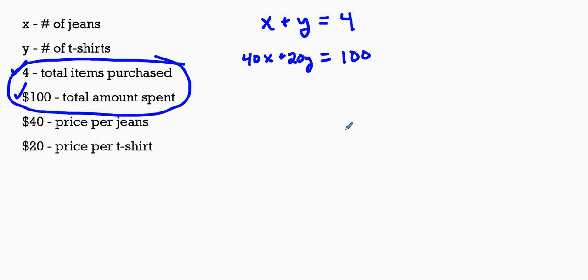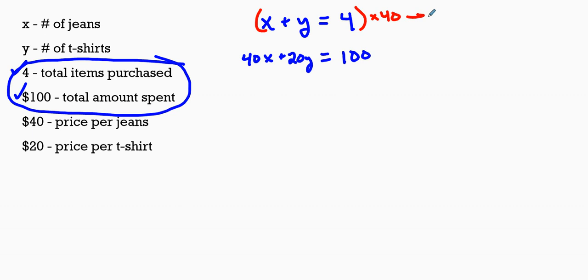So now we have our system. We know we bought 4 things, and that was x plus y equals 4. And then he spent $100, and that was $40 a pair of jeans and $20 a t-shirt. So, okay, now we're solving. This is one where I've got x's and y's, so I could go either way. I could do elimination or substitution. I'm actually going to do elimination. I'm going to take this whole top one and multiply everything by 40.